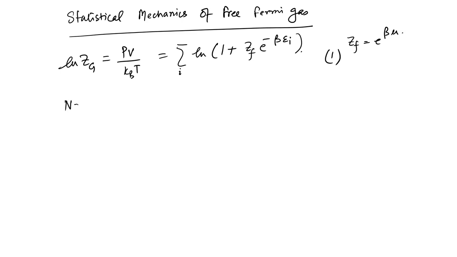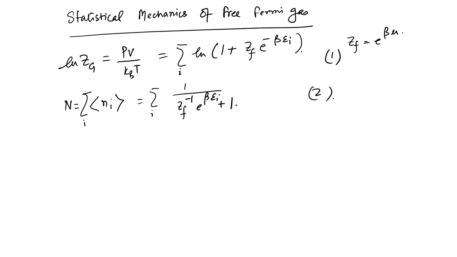So we can write down the number equation as a sum over i of the distribution. We are not really writing the spin degeneracy here, but you can write a factor of 2 if you wish. So this is, say, equation 2.